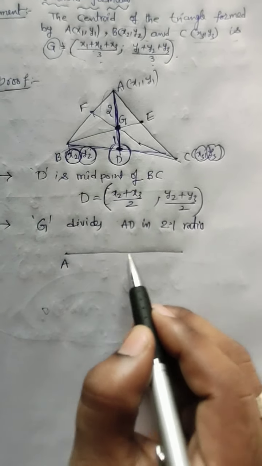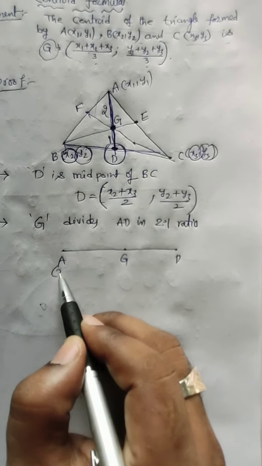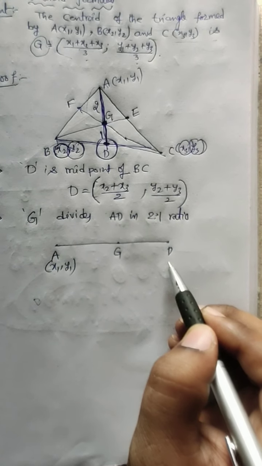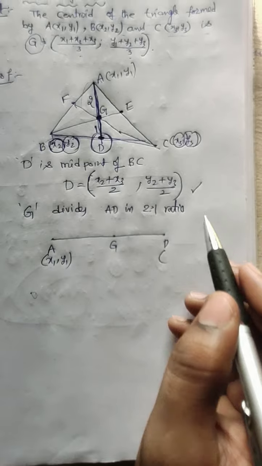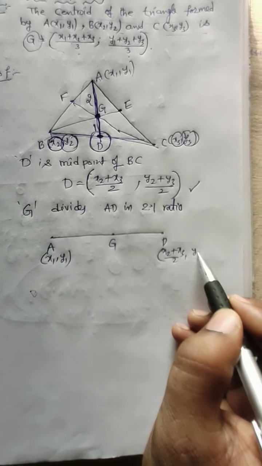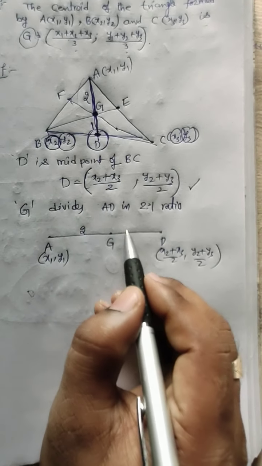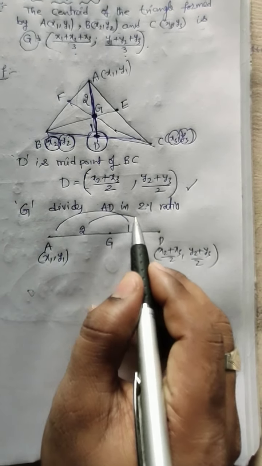So the internal diagram, you write here, again you draw here. Here we have A, here we have G, here we have D. A's coordinates are (x1, y1) and G we want to find here. D is ((x2 + x3)/2, (y2 + y3)/2). Dividing in the ratio 2:1, so you can apply the section formula like this.